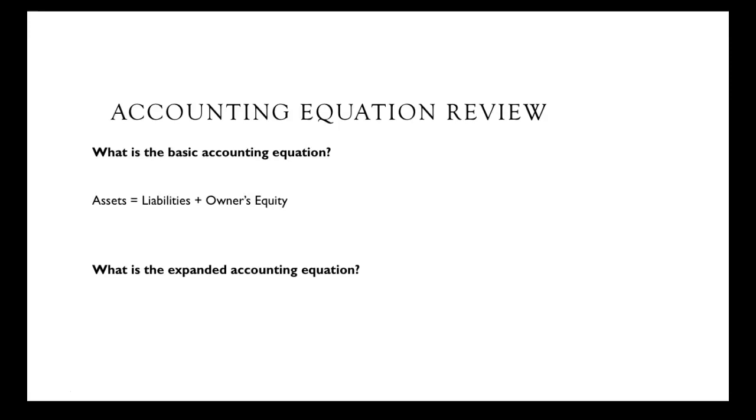So your assets equals your liabilities, which are what we owe other people, right? What we owe our creditors. If we owe money or if we owe future services, those are all going to be liabilities. And then your owner's equity, that's what the owners can claim of the assets, right? It's the part of the company that the owners truly own.